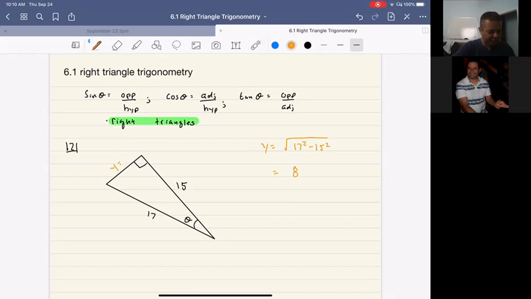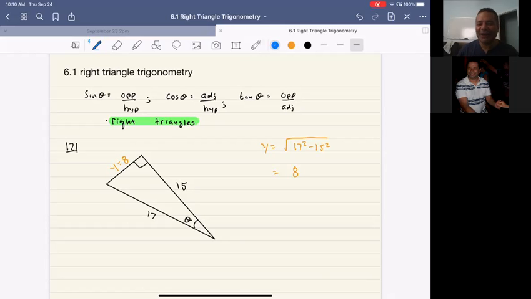I did not know that was a triangle. I should have known that. I did not know 8, 15, 17 was a right triangle. I can't believe I've gotten this far in my life without knowing that.